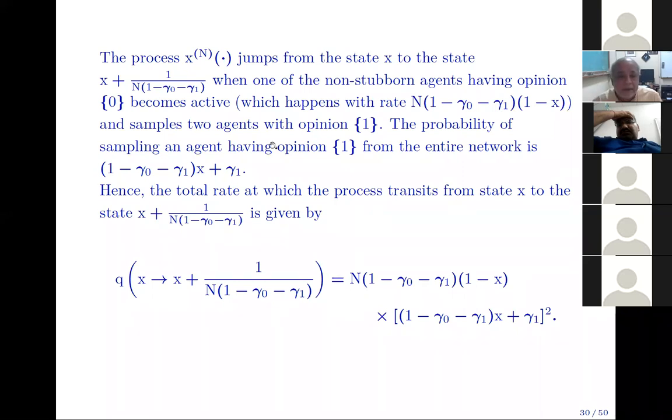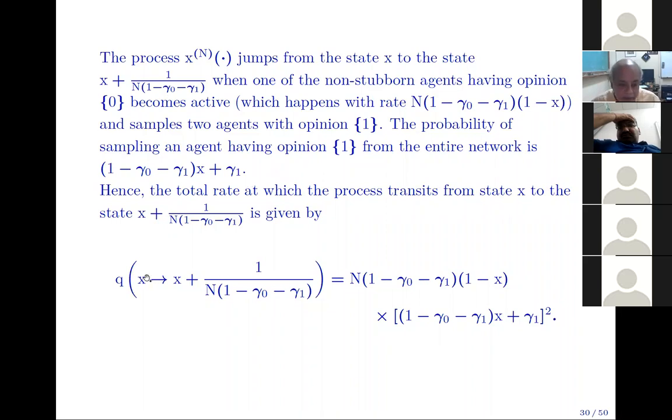So what happens then? Suppose there are small x many, the proportion is small x of the number of 1s at time t. Then it moves to x plus 1 over this, because this is the total number of non-stubborn agents. So it gets one more, the proportion becomes x plus 1 over this quantity, because remember, we are now looking at the proportion, not at the total number. Okay. And so we can also look at the transition rates of this process.